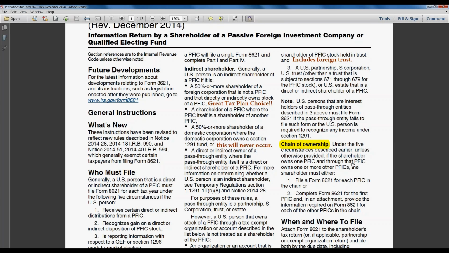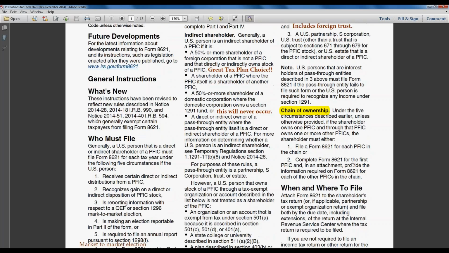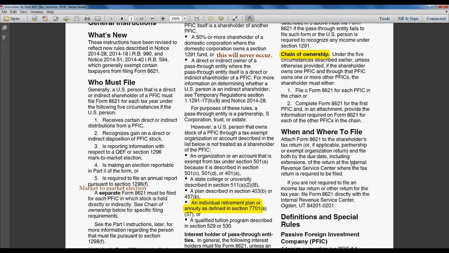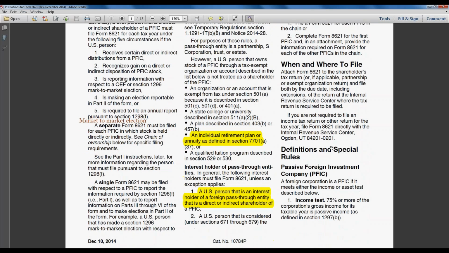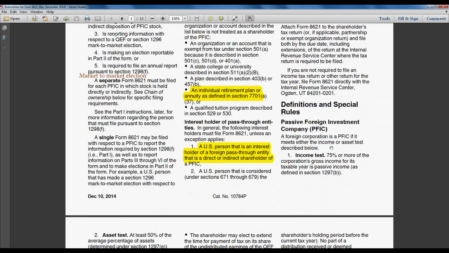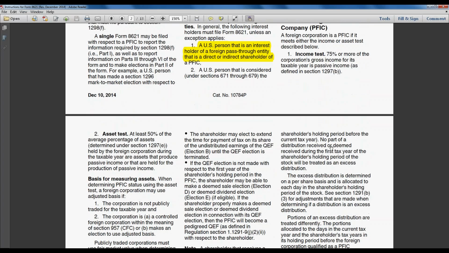Chain ownership, as you could expect, PFIC owns a PFIC. There's a lot of reporting. When to file, I think you all know that. And let's get down to the definition. Income test, 75% or more of the gross income of the corporation is passive income. Asset test, more than 1/2 of the assets of the corporation are the type that can produce passive income.